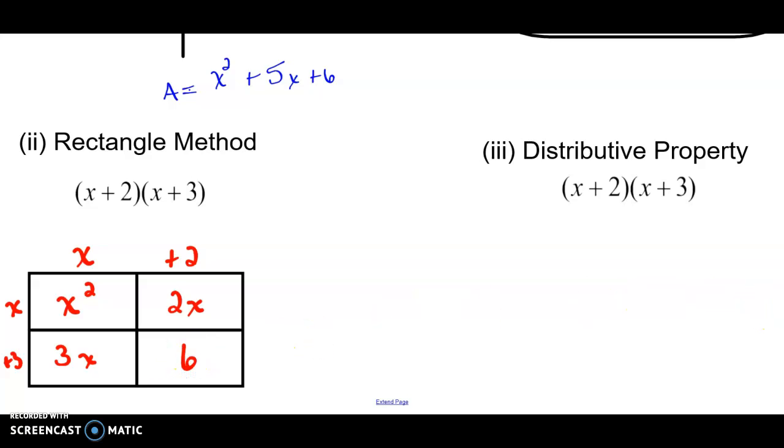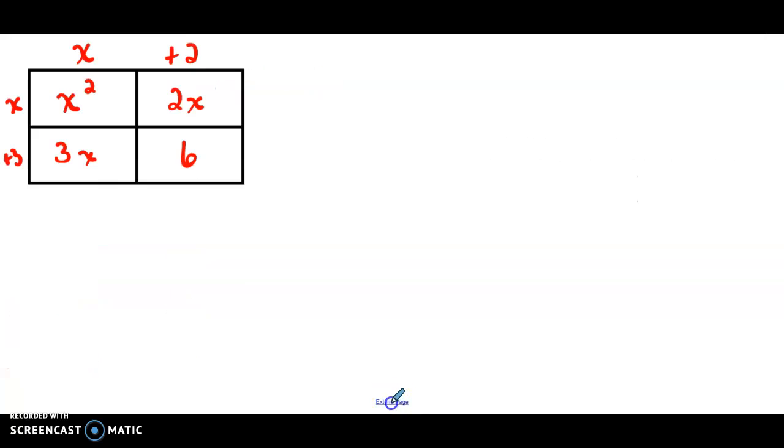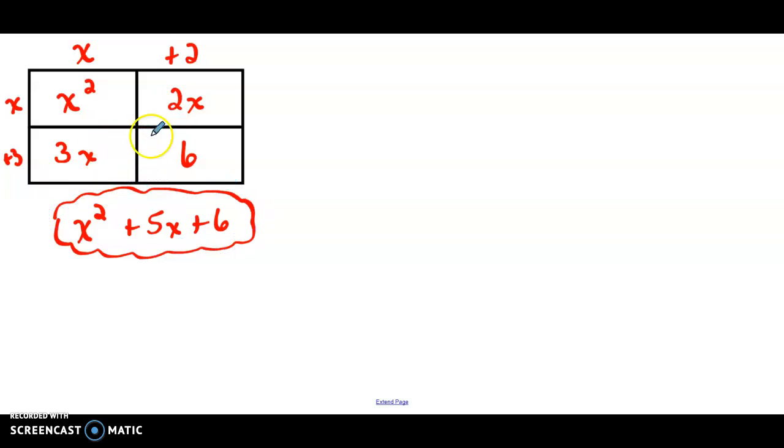So then I look at the answer that I have here now. And underneath inside this rectangle model, I add my like terms. So x squared, 2x and 3x is plus 5x. My constant term is plus 6. Same answer as the algebra tile model, but a different concrete approach.